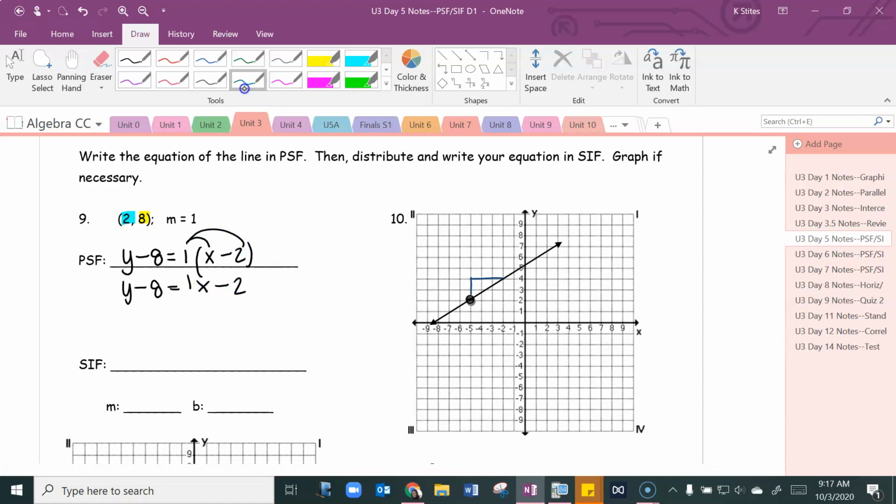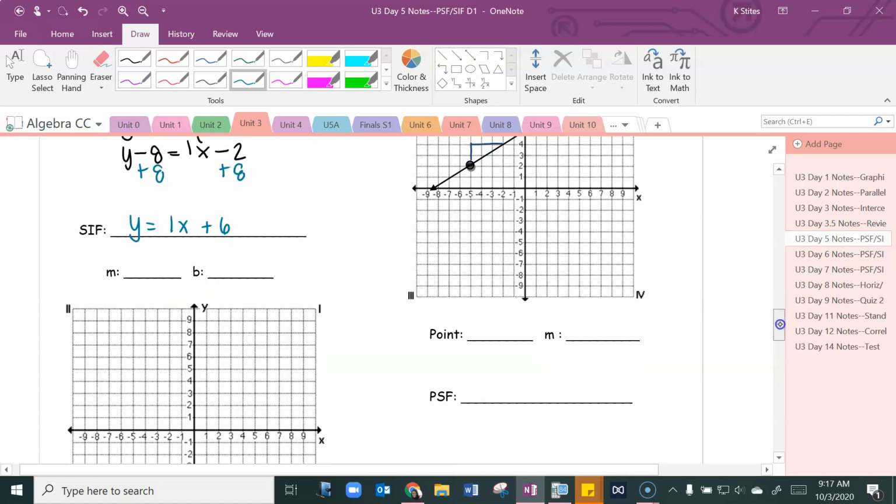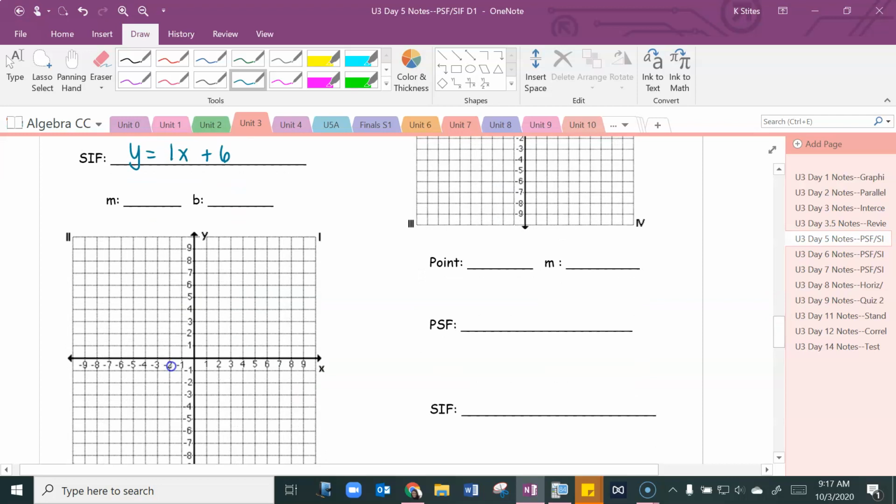And then again, to get slope intercept form, we do have to solve for y, so add your 8 over for me. And this just gives us y equals 1x plus 6. So now look, we're asked to do an additional step here. We're going to graph. So this is what we just quizzed on. M is our slope, that's a 1. B is our y-intercept, that's our 6, but we're going to write it as (0, 6).